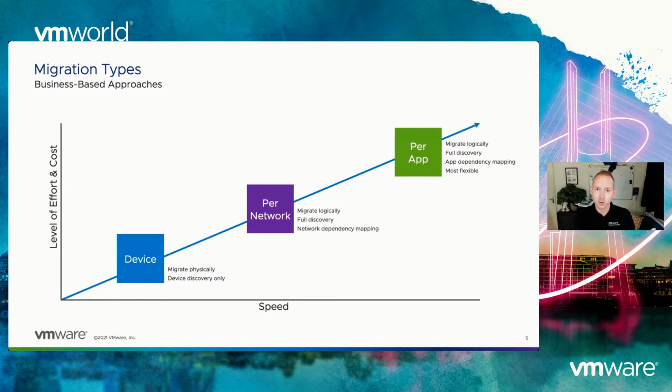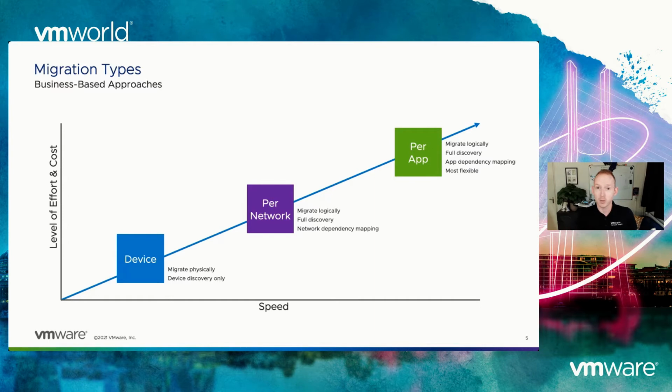So it gives you some flexibility in when you actually do those migrations and what type of migration schedule you have. And it's also the most common one that we see. It's a little bit 60% of a per network migration, and then 40% is per app. We don't see per device.